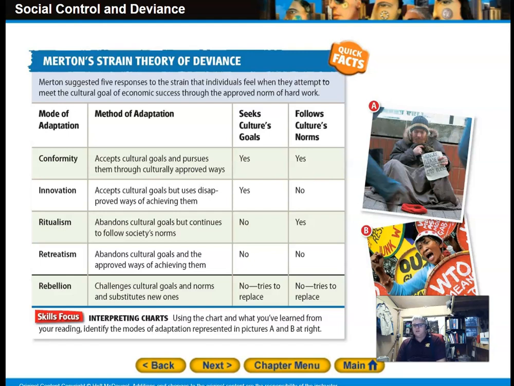Retreatism abandons cultural goals and the approved ways of achieving them. It doesn't seek the culture's goals, and it doesn't follow the cultural norms. Rebellion challenges the cultural goals and norms and substitutes new ones. It tries to replace the cultural goals, and it doesn't follow cultural norms.